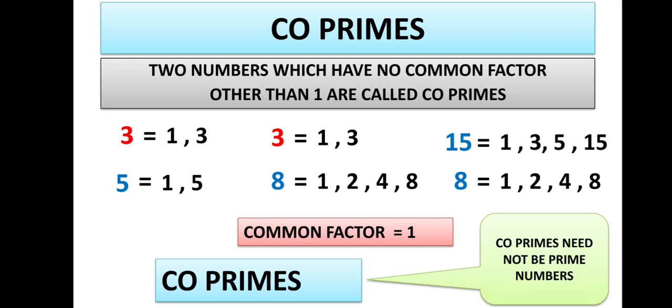Here you have to see that co-primes need not be prime numbers. There is nothing linking co-primes to being prime numbers. As we see here, in 3 and 8, 3 is a prime number, but 8 is not. And in the last case, 15 and 8, none of them are prime numbers. So it is not necessary for co-primes to be prime numbers.